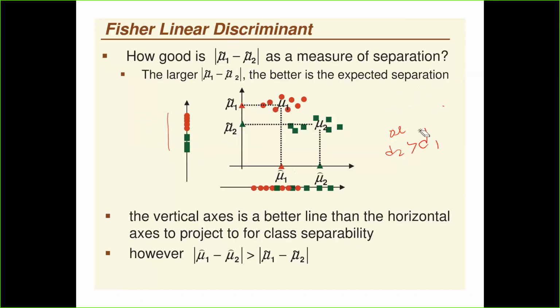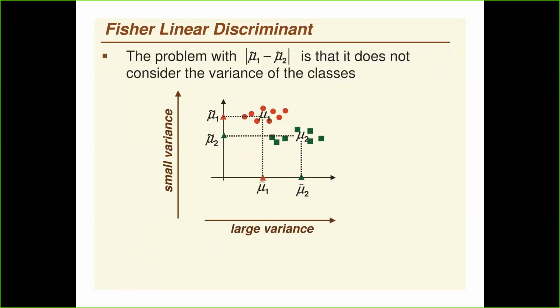So considering the maximization of the distance between the centroids alone is not a good measure of separation. Right? In addition to that, we also have to consider the spread or the scatter of the data points. So in addition to maximizing the distance between the centroids, our objective is to minimize the scatter within each class. Okay. So with this objective, let us formulate our objective function. So this is the problem.